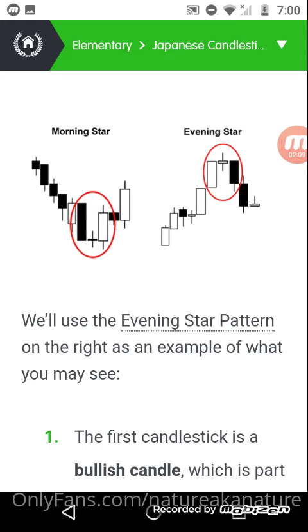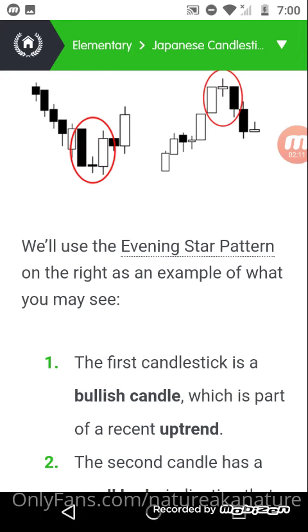So what you may see. The first candle is a bullish candle. Bullish means green or white, depending on your chart. If you got green and red, the bullish will be green and bearish will be red. If you got white and black charts, then obviously bullish will be white and bearish will be black. So the first candlestick is a white bullish candlestick, meaning it has no wicks on it. Sometimes you might see wicks on it, but really a bullish candle has no wicks on it.